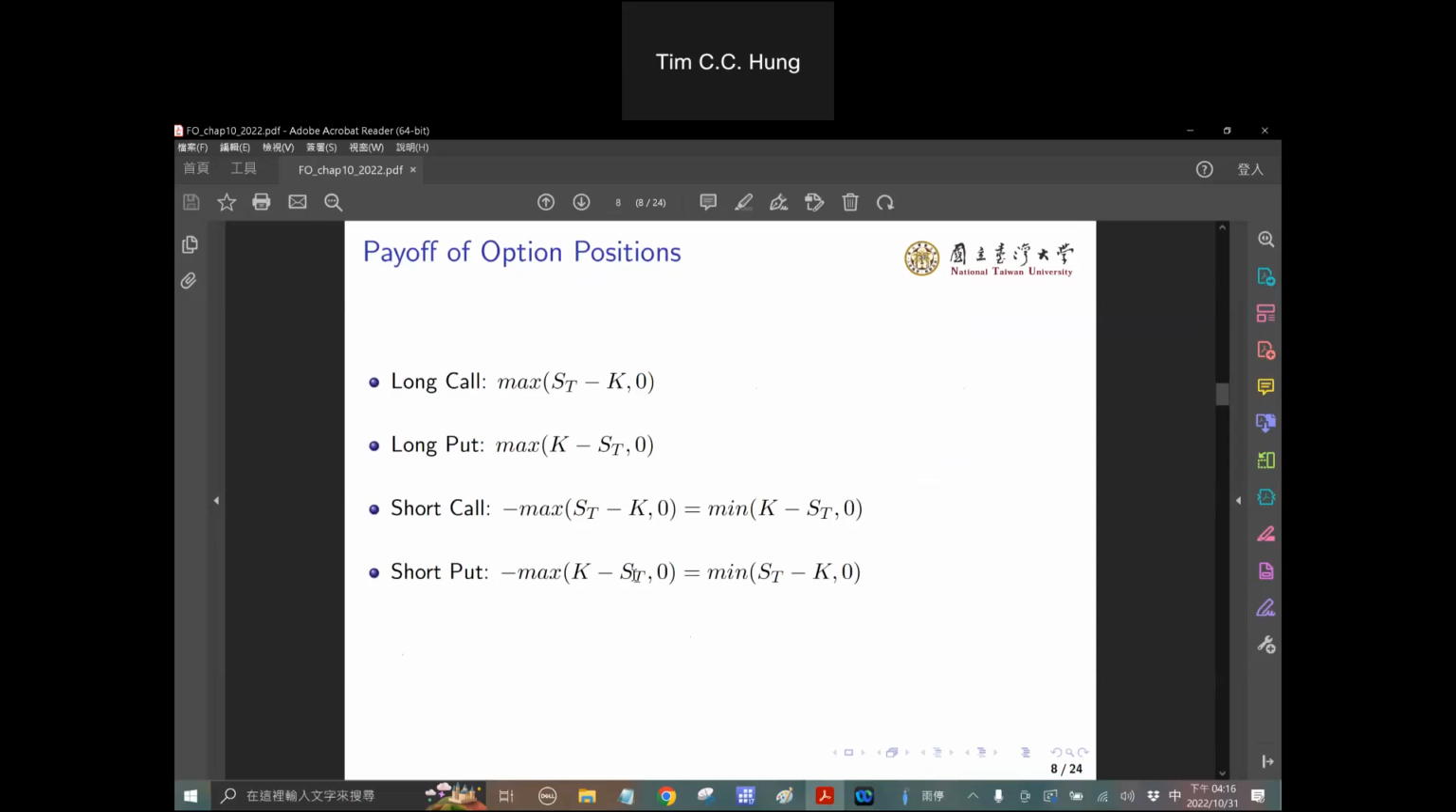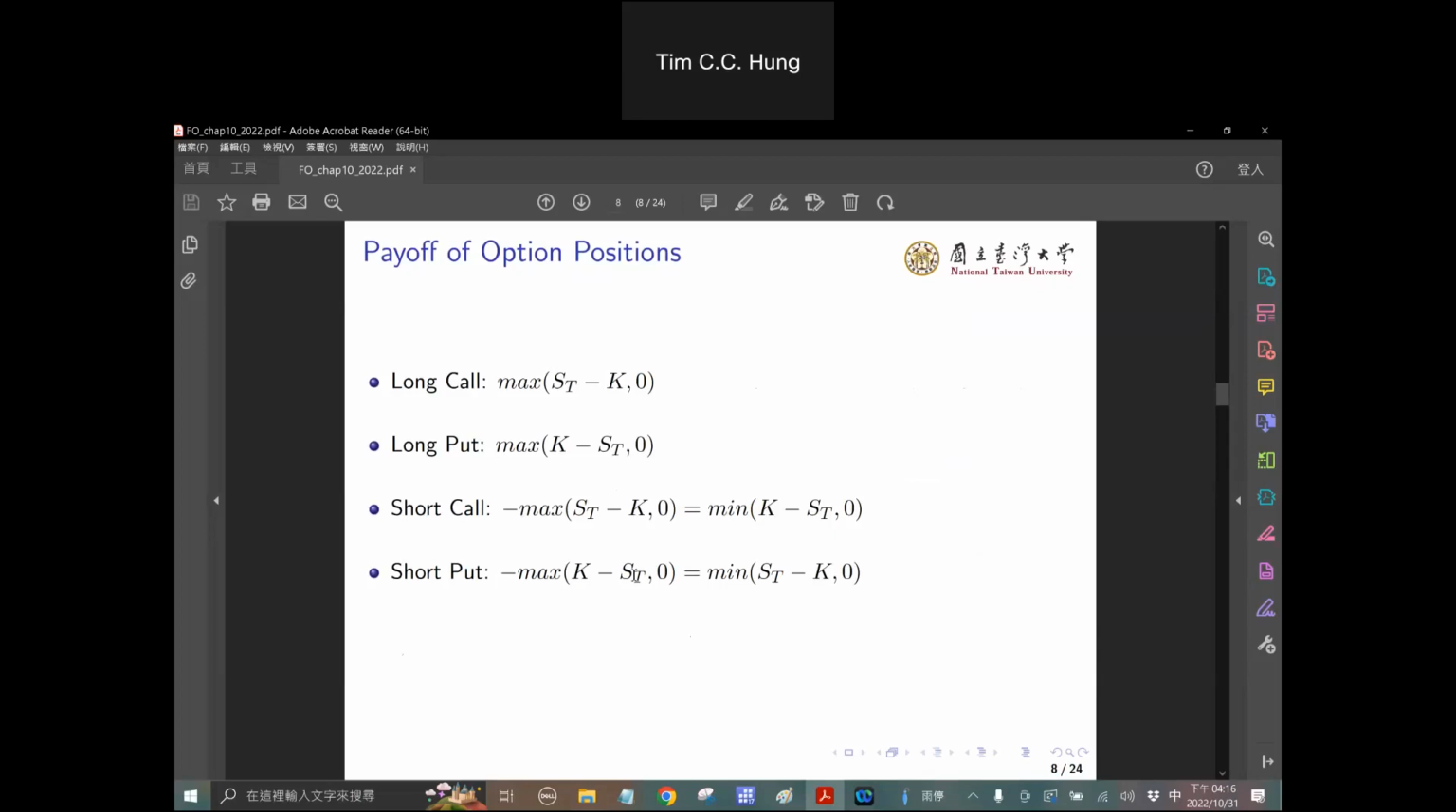When we look at the short positions of calls and puts, basically it's just changing the sign of these payoffs. Now the long call has the payoff of max of ST minus K and zero. The short call has a payoff of negative max of ST minus K and zero. And the short put has a payoff of a min function of ST minus K and zero. It's the smaller of the two.